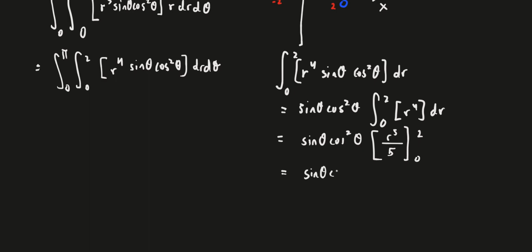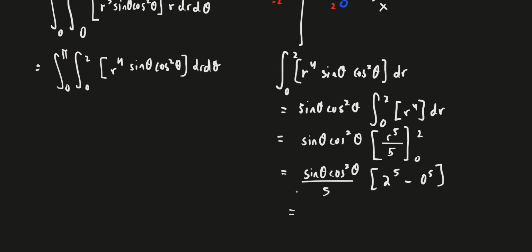Sine theta cosine squared theta, and we can bring the 1/5 out. And really it's just 2 to the 5th power, because 0 to the 5th power is 0. So I'll just include it just because.